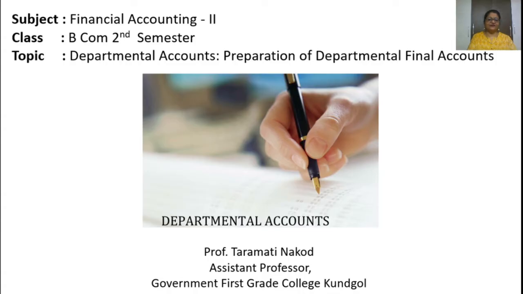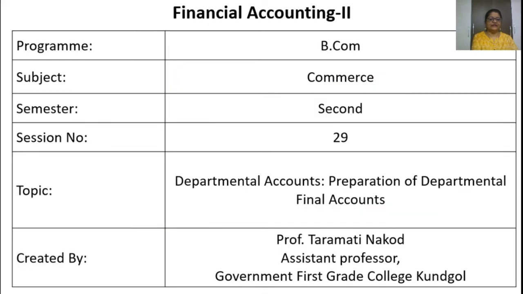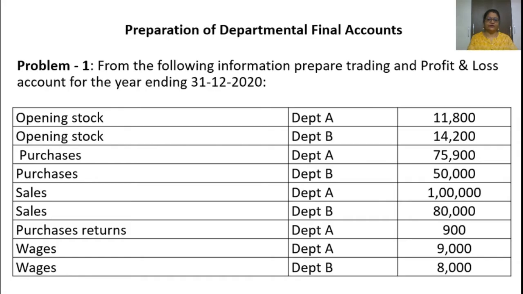Today we are going to discuss some of the problems on departmental accounts. In an earlier class we discussed the theoretical aspect of departmental accounts. Today we will take up the problem.